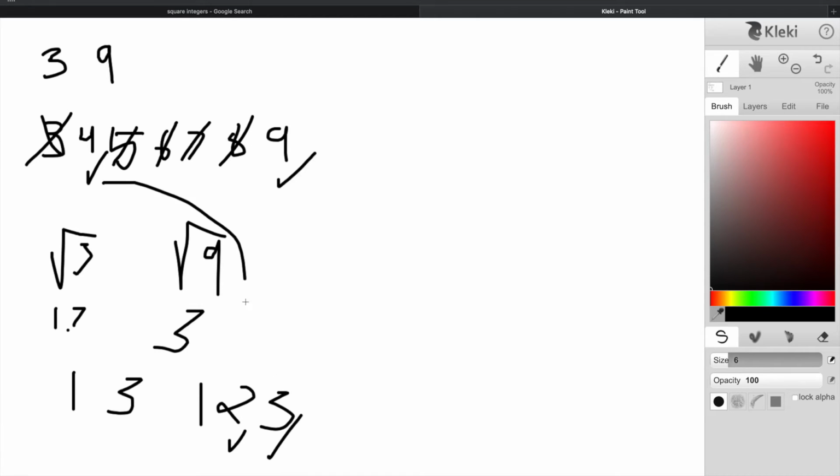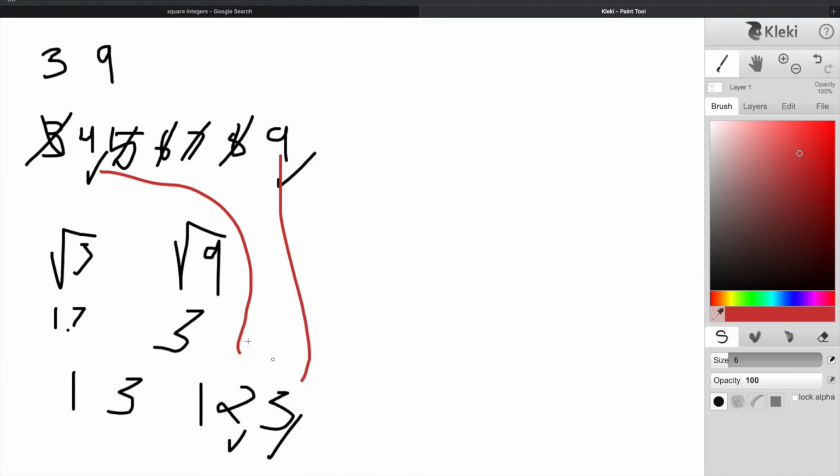Actually, this connects here. This connects here. Notice how this value is still counted as a square integer, because 2 squared gives us 4 and 3 squared gives us 9. This prevents us from going through all of these other numbers, which will make our algorithm much faster.